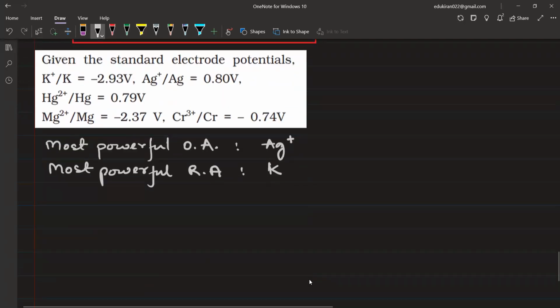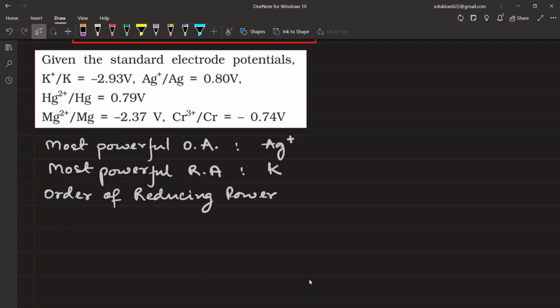अब हम ऑर्डर लिख लेते हैं. ऑर्डर ऑफ reducing power. देख सबसे ज्यादा reducing power किसकी है यहाँ पे? पोटेशियम की, राइट? फॉलोड बाय पोटेशियम के बाद किसका है? We have potassium followed by magnesium followed by chromium, and then Hg, and then Ag. Very good.